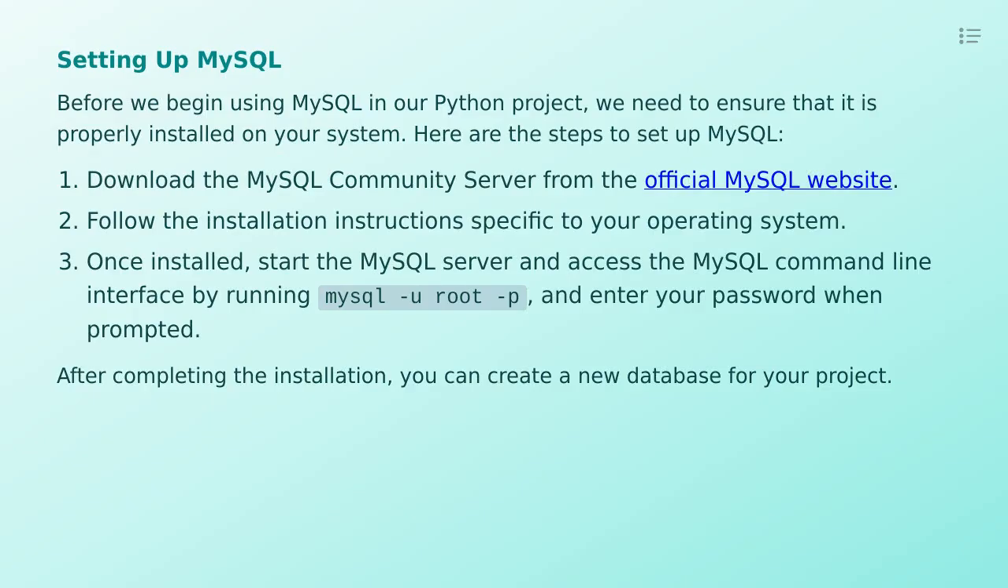Setting up MySQL, let's dig in. Before we begin using MySQL in our Python project, we need to ensure that it's properly installed on your system. Here are the steps to set up MySQL. First, download the MySQL community server from the official MySQL website. Next, follow the installation instructions specific to your operating system. Finally, once installed, start the MySQL server and access the MySQL command line interface by running mysql -u root -p and enter your password when prompted.